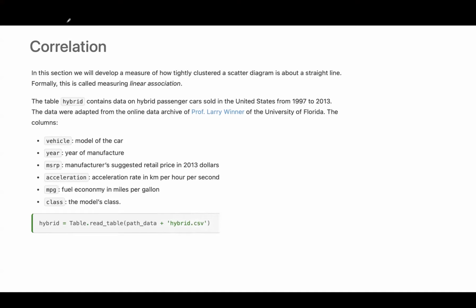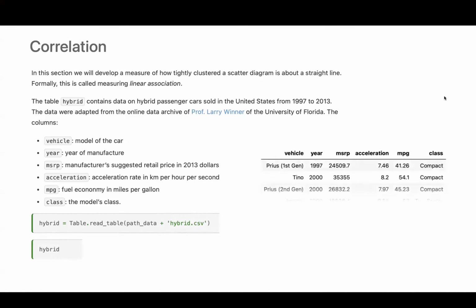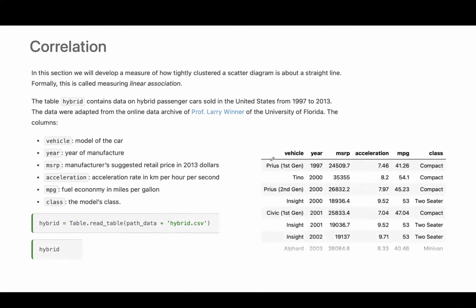Here, let's take a look at the data for hybrid cars. As we mentioned before, we have some columns, some variables: vehicle, year, MSRP, acceleration, MPG, and the class. So we have good data. We are interested in making some predictions. The graph below is a scatter plot of MSRP versus acceleration. That means MSRP is plotted on the vertical axis and acceleration is on the horizontal.